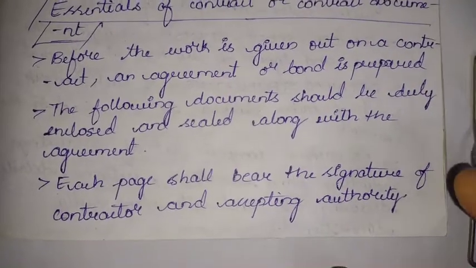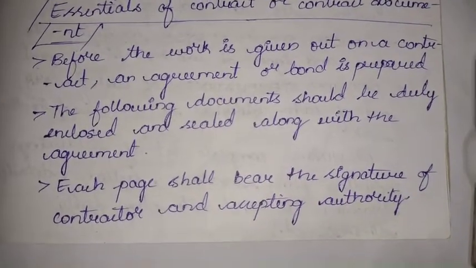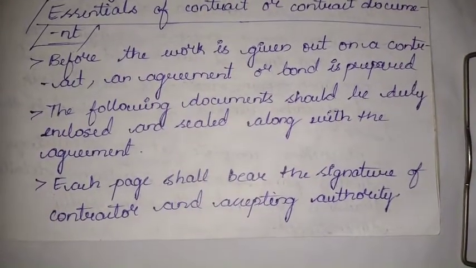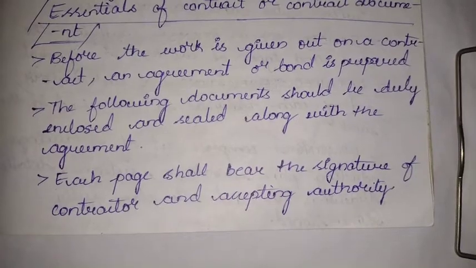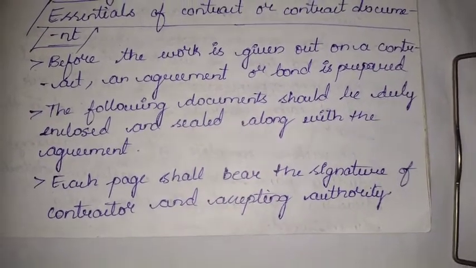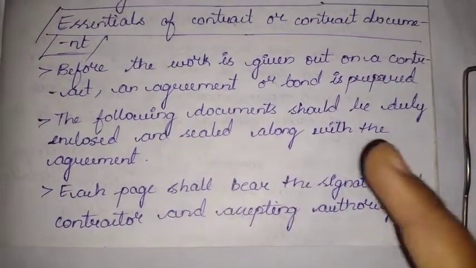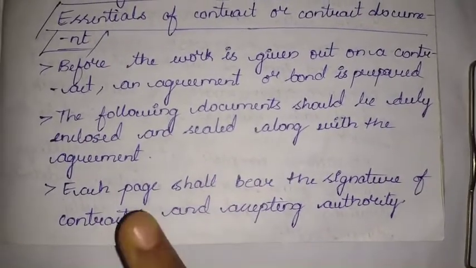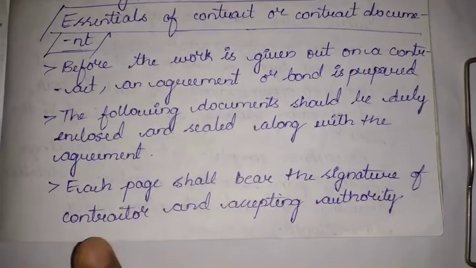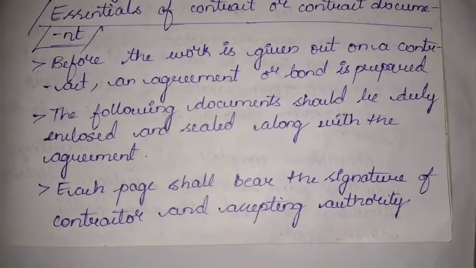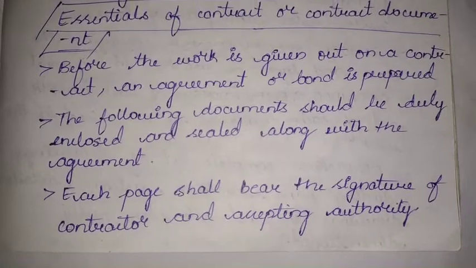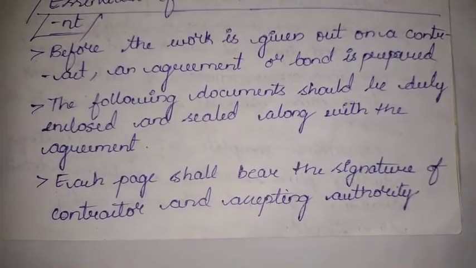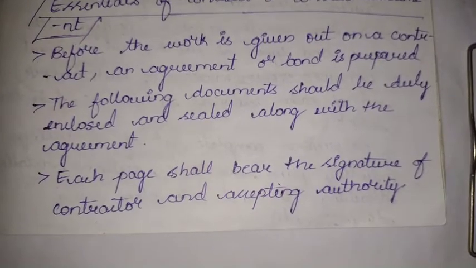But let me first tell you, this is a part of the estimation, costing and specification subject. Before the work is given out on a contract, an agreement or bond is prepared. The following documents should be duly enclosed and sealed along with the agreement. Each page shall bear the signature of the contractor and the accepting authority. So let us now discuss what all documents should be duly enclosed along with the agreement.